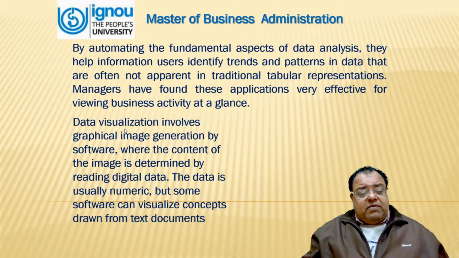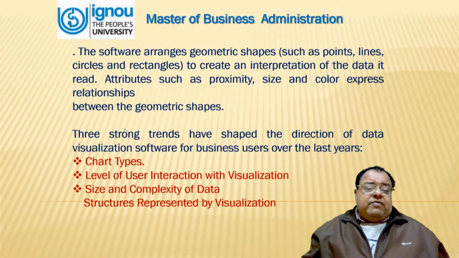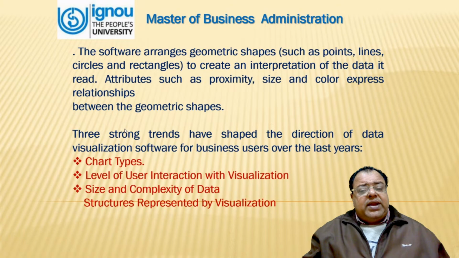Data visualization involves graphical image generation by software, where the content of the image is determined by reading digital data. The data is usually numeric, but some software can visualize concepts drawing from text documents. The software arranges geometric shapes such as points, lines, circles, and rectangles to create an interpretation of the data it reads. Attributes such as proximity, size, and color express relationships between the geometric shapes.